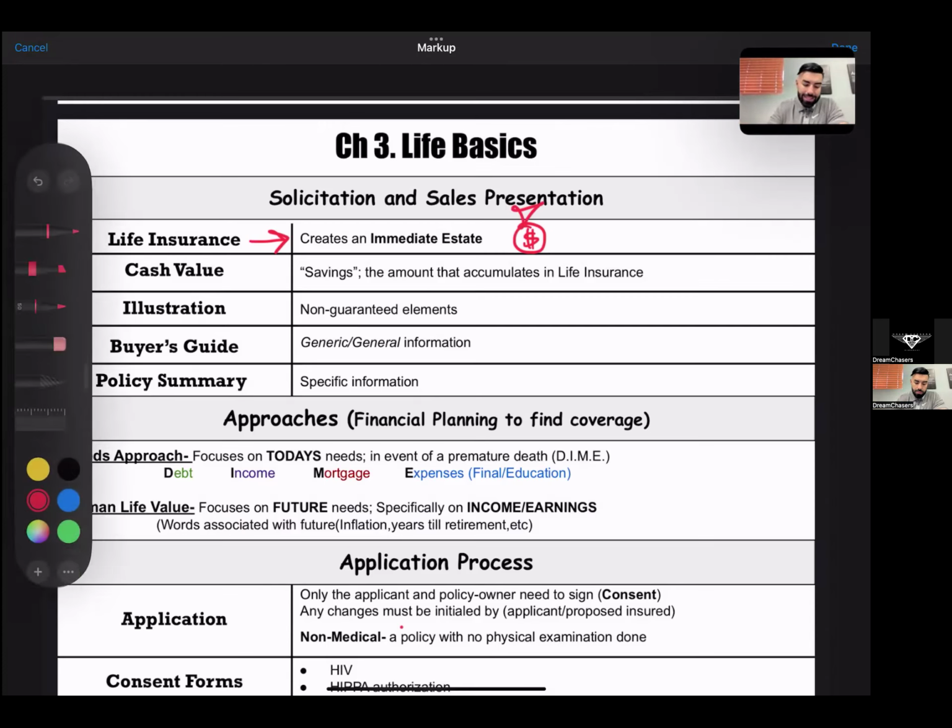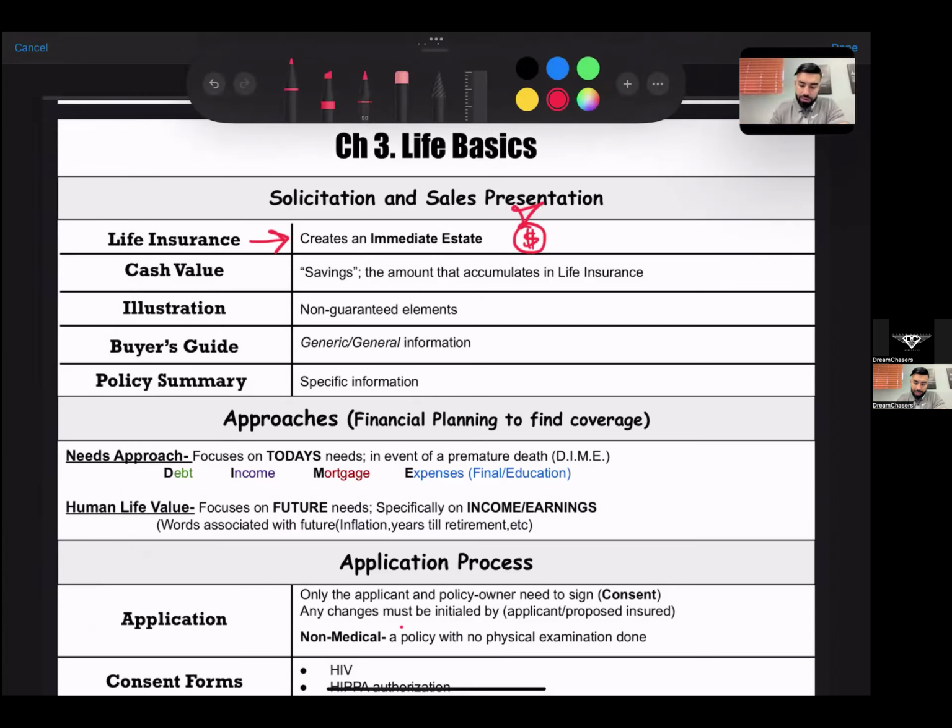Next is the term cash value. So cash value in insurance terminology is a fancy word for savings. It's a fancy word for a savings account that is tied to a life insurance policy. And that is what it's going to accumulate in life insurance. In chapter four, we will go through the different types of cash value life insurance policies. But for now, cash value is just a fancy word for savings.